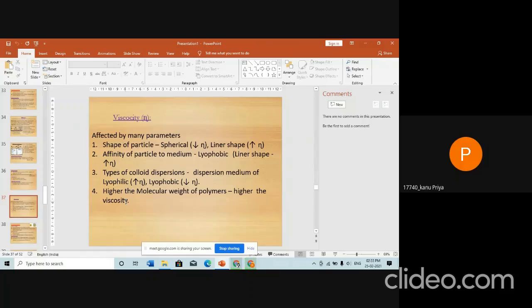And then next is type of colloidal dispersion. A lyophilic dispersion medium increases viscosity. Lyophobic decreases viscosity. Fourth, the higher the molecular weight of polymers, the higher the viscosity.